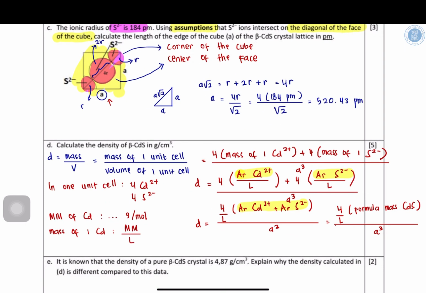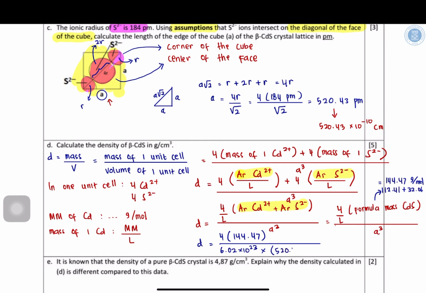Now, the formula mass of the cadmium sulfide, and for the sulfide 32.06. So we have here gram per mole. So now the density is 4.4447, and then it is divided by L and then by the volume. Now we should consider the unit, because here the unit should be in centimeter cubed. So for example, here we can change the picometer to centimeter. Okay, so we calculate the volume in centimeter cubed. So a in centimeter is 520.43, something like this. So the density is around 6.81 gram per centimeter cubed.